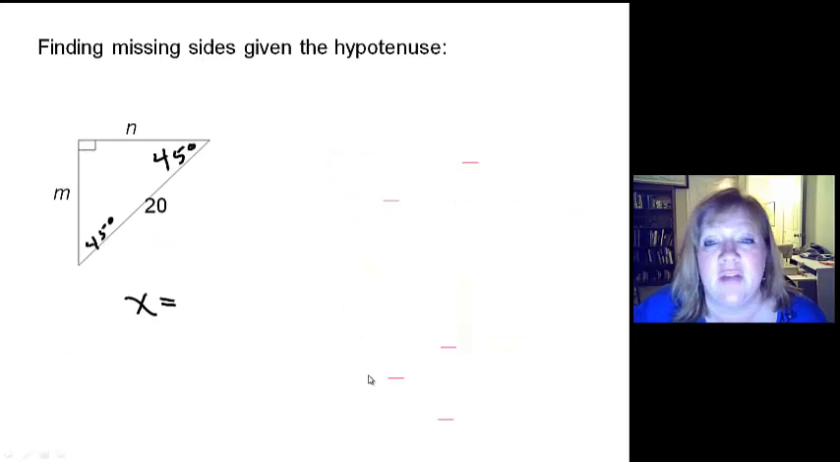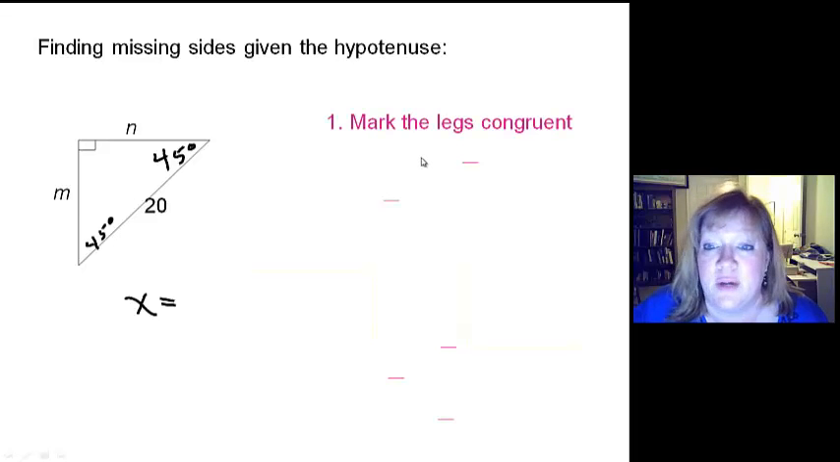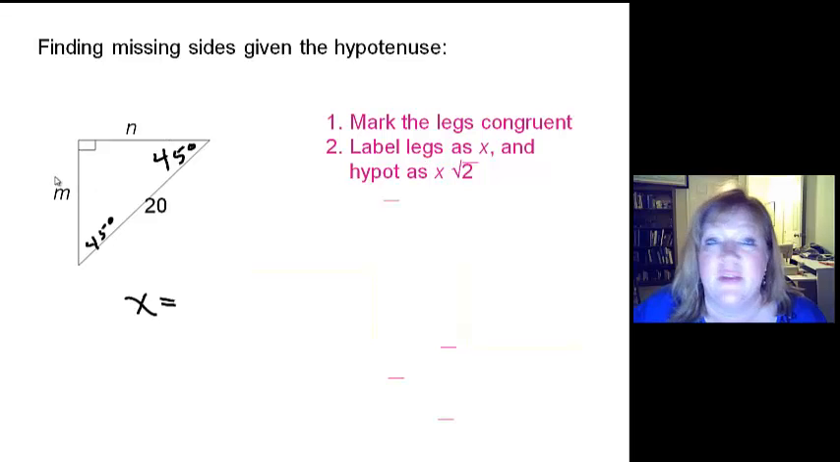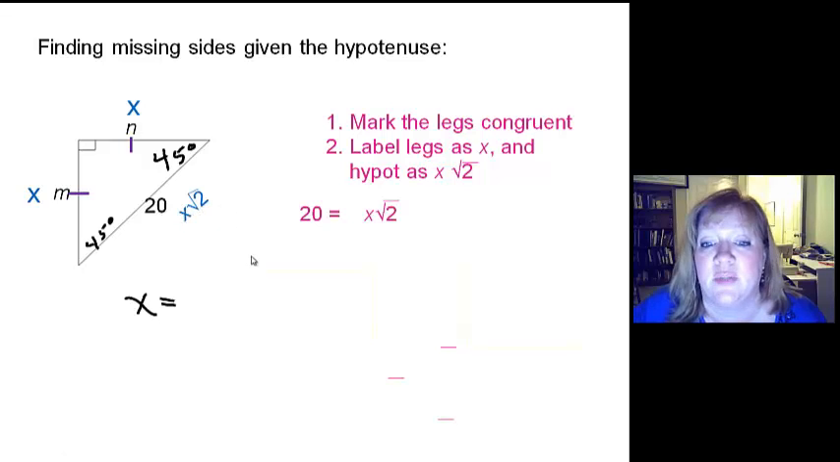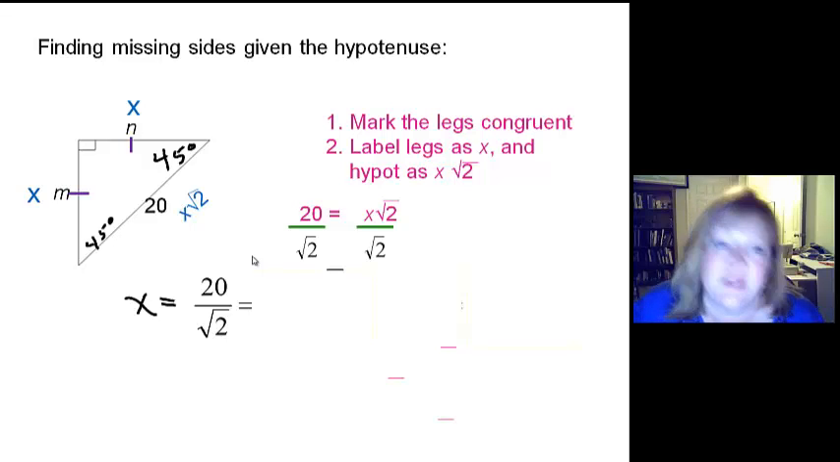Alrighty, let's look at if you're given the hypotenuse. Now, think about it. You're going from the hypotenuse to the leg, from a longer side to a shorter side, so you're going to be dividing by something, but the question is what? I mark the legs congruent, and I like to label them as x, even though they've already got variables, and the hypotenuse as x square root of 2. Right away you notice 20 is on the same side as x square root of 2, so you set those equal. When you've got your number and your expression, those two have to be equal. So if we set those equal, then we divide by square root of 2 to solve that, and we end up with 20 over the square root of 2. But of course, we're in precalculus.